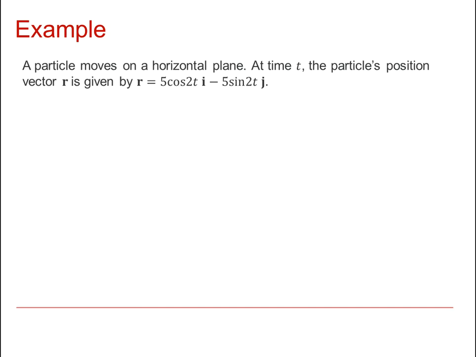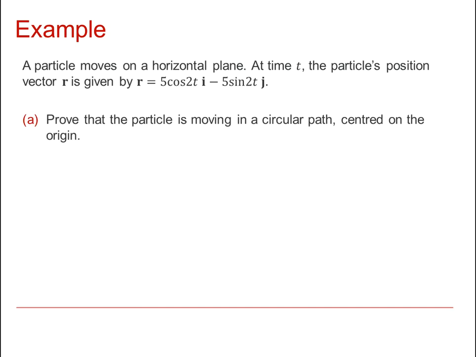As an example, let's look at a particle moving in a horizontal plane, and at time t its position is given by the vector r, which is 5 cos 2t in the i direction and minus 5 sin 2t in the j direction. We're asked to do the following things. Firstly, to prove that it is moving in a circular path centered on the origin.